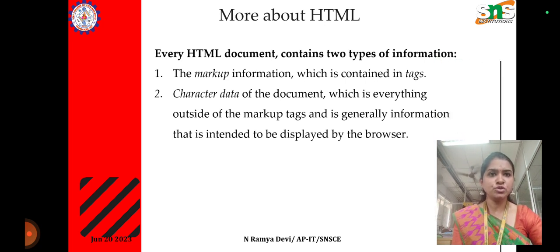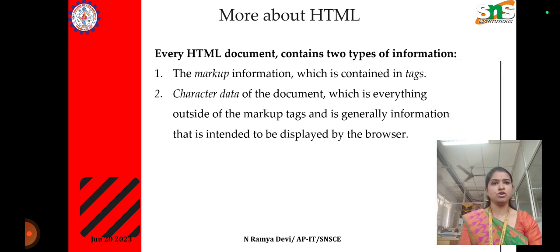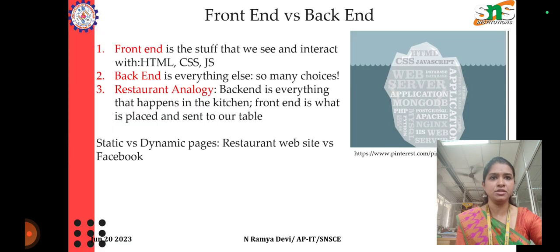So when it comes to HTML, every HTML document contains two types of information. The markup information, which is contained in tags, and the character data of the document, which is everything outside of the markup tags, and is generally information that is intended to be displayed by the browser.